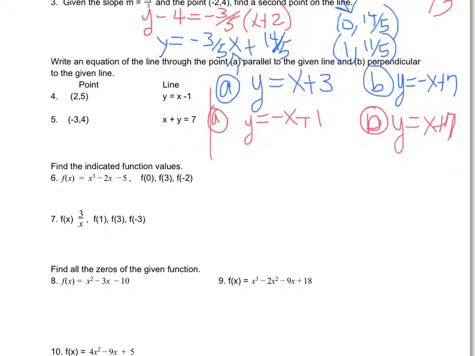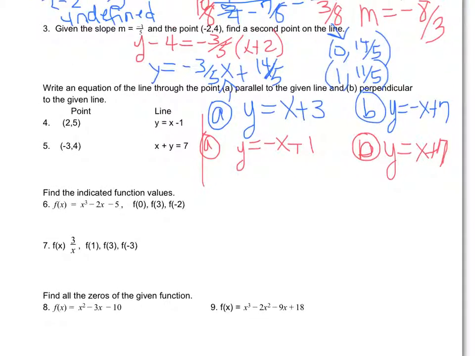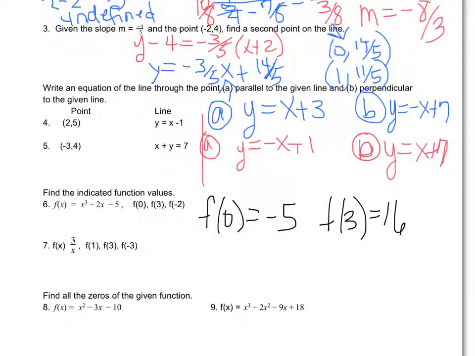Okay, for number 6, all you do is plug these values in. For f of 0, you get negative 5. F of 3, you get 16. And f of negative 2, you get negative 9. For 7, f of 1, you get 3. F of 3, you get 1. And for f of negative 3, you get negative 1.